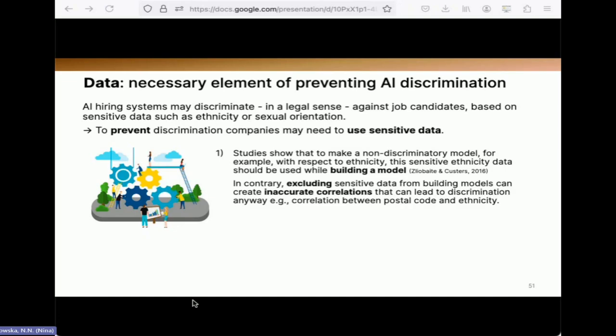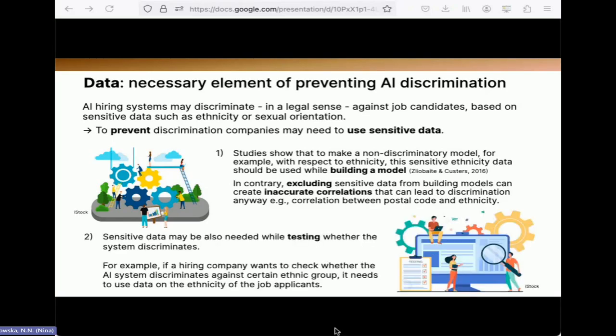So making fairness through unawareness, and this is a computer science term, is not a good idea and doesn't really work. The second moment when we might need this sensitive information is when we want to test or monitor the system. So when the system is already running, we might need this information. For example, if a hiring company wants to check whether the AI tool discriminates against certain ethnic groups, the company might need to know from which ethnic groups the candidates are, and who got hired and who didn't.